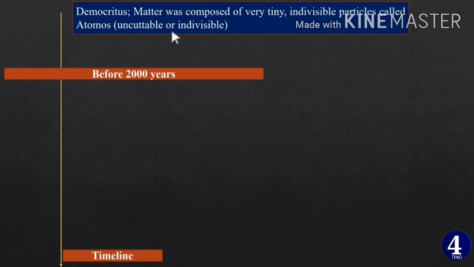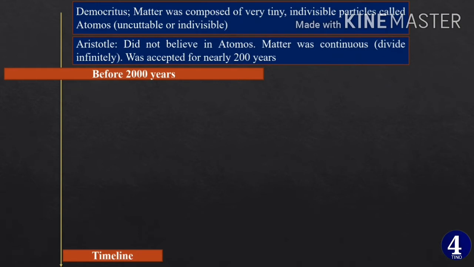By the way, this idea of Democritus was not accepted at that time, even though we now know that it is true. His ideas were not accepted because there was also another philosopher, well known by his other works, Aristotle. He did not believe in atomos. He said matter was continuous, which means that you can break a matter infinitely. There will not be a point at which you cannot subdivide matter in half. Because of his popularity compared to Democritus, this idea was accepted for nearly 200 years.